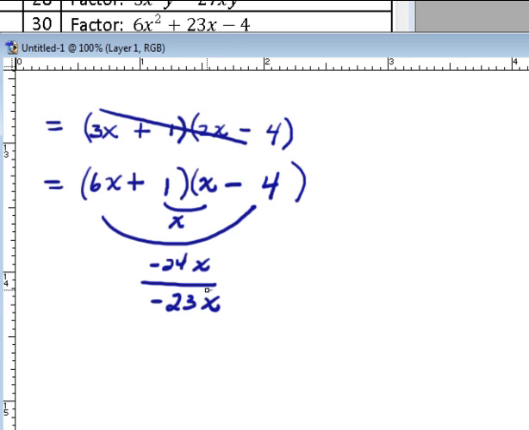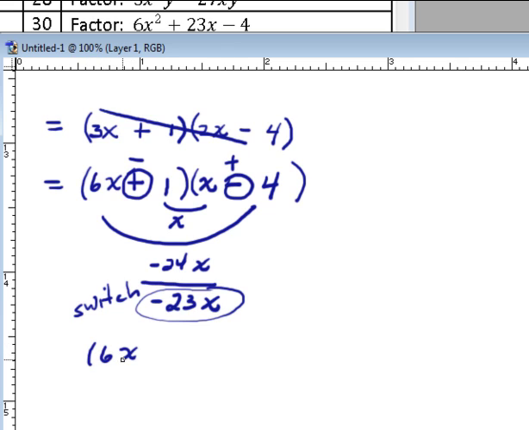Now we want plus 23x in the middle, so we're going to have to switch signs. In other words, make this subtraction and make this addition. So our factorization is 6x minus 1, x plus 4.